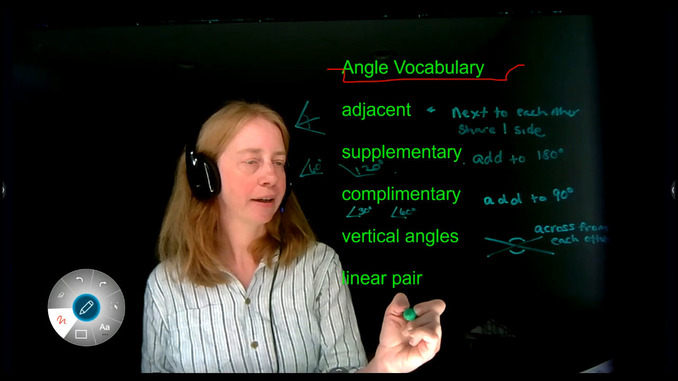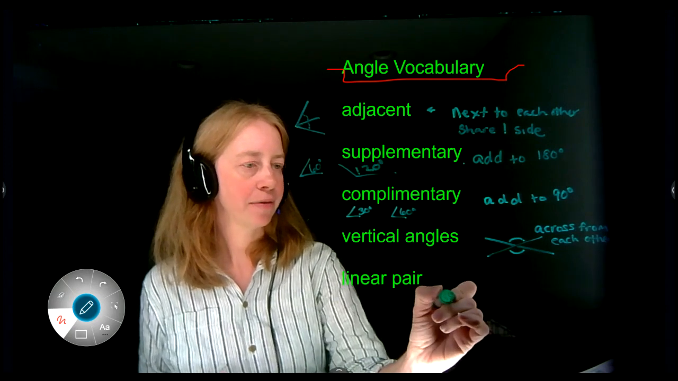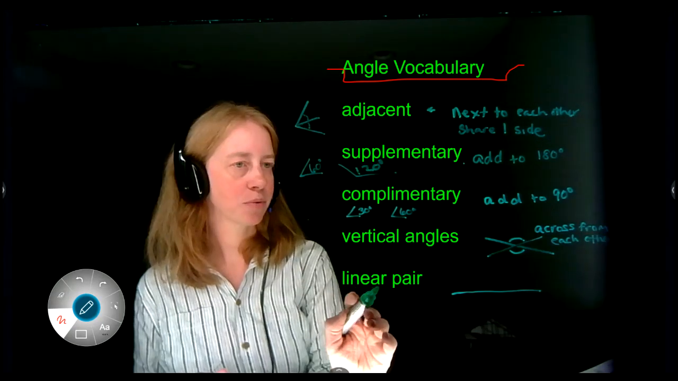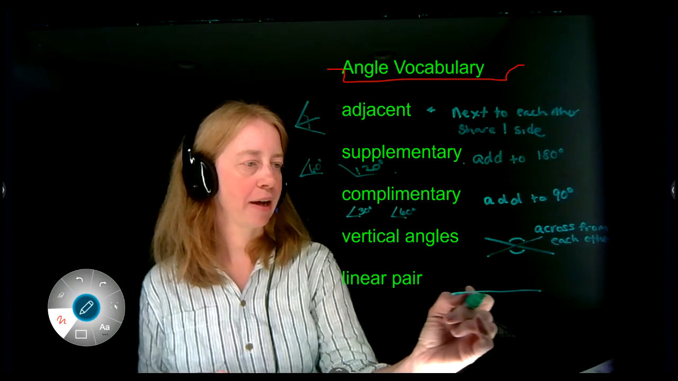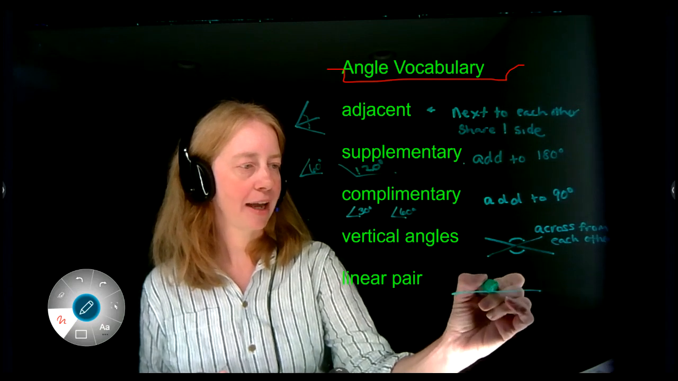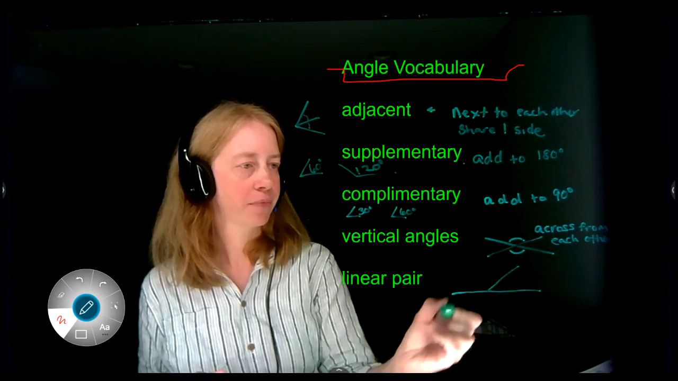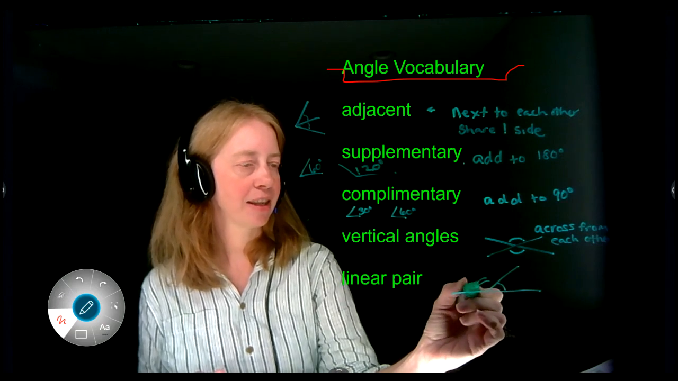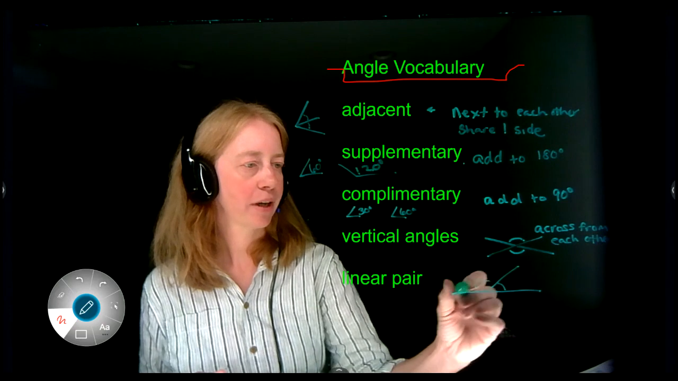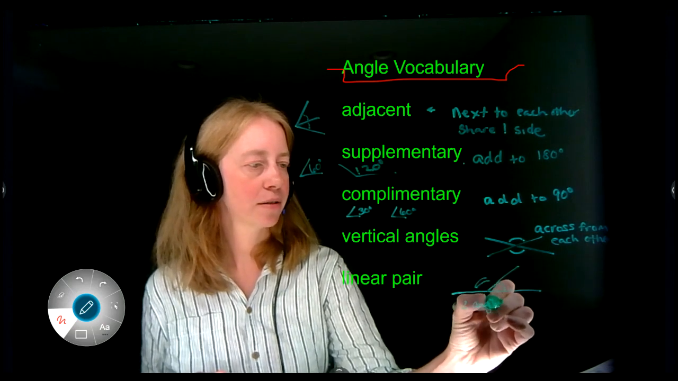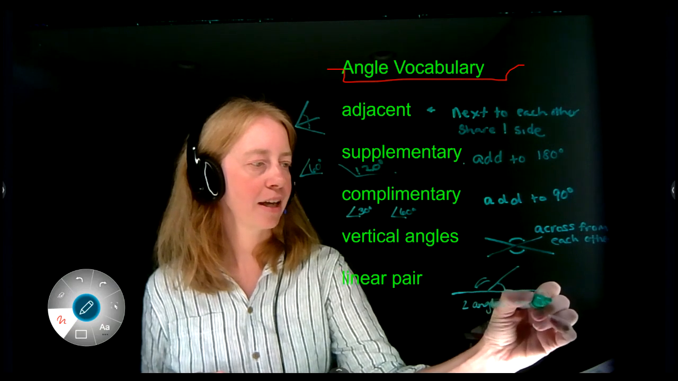Now, a linear pair is if you have a straight line, that's where the word linear comes from. You have a straight line and you have some sort of angle on here. This angle is a linear pair to this angle. Okay, so they are two angles on the same line.